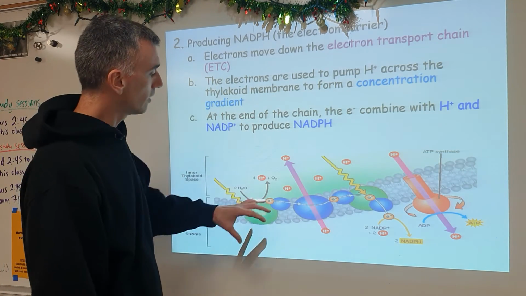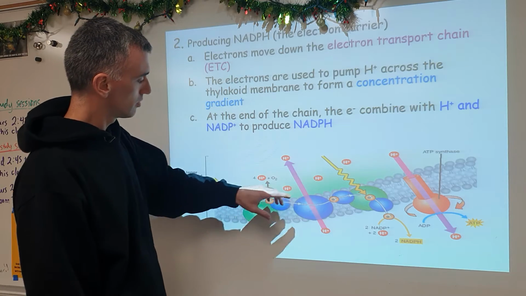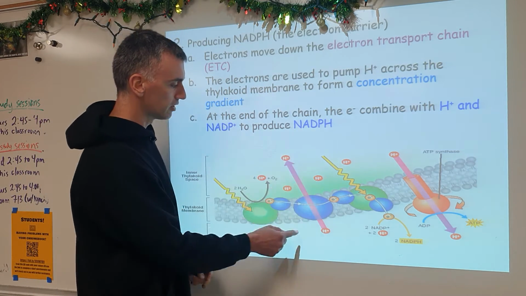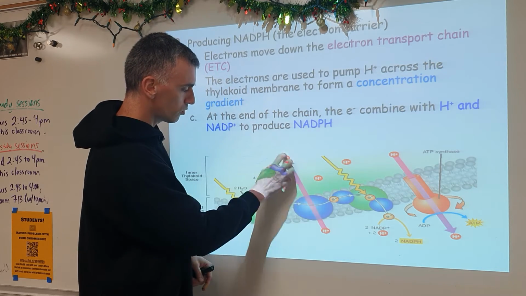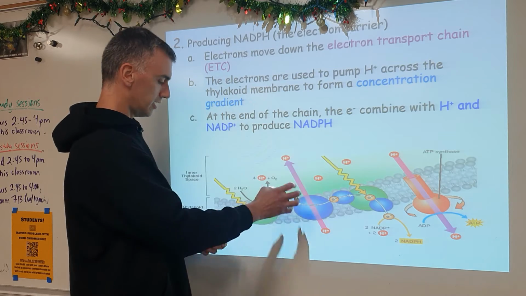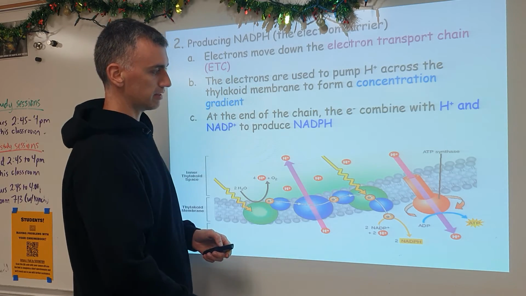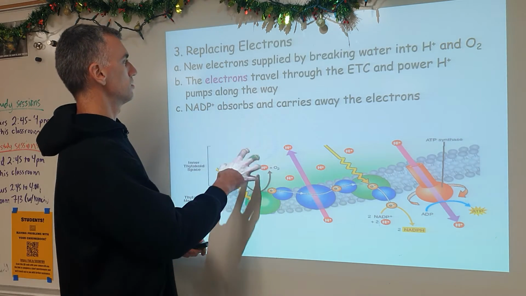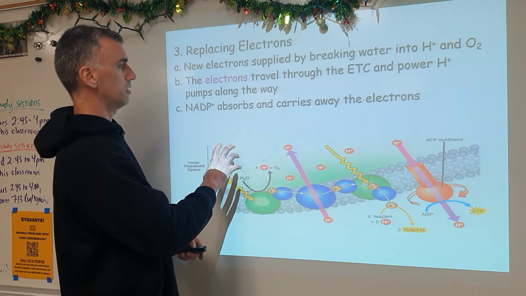And so as these electrons move through here, they power little pumps that move the hydrogen ions up here. As the electrons flow through, more and more hydrogens are building up here. Why? Because right there, look at that. This is called ATP synthase. It produces ATP. So, I guess that's on the next slide.